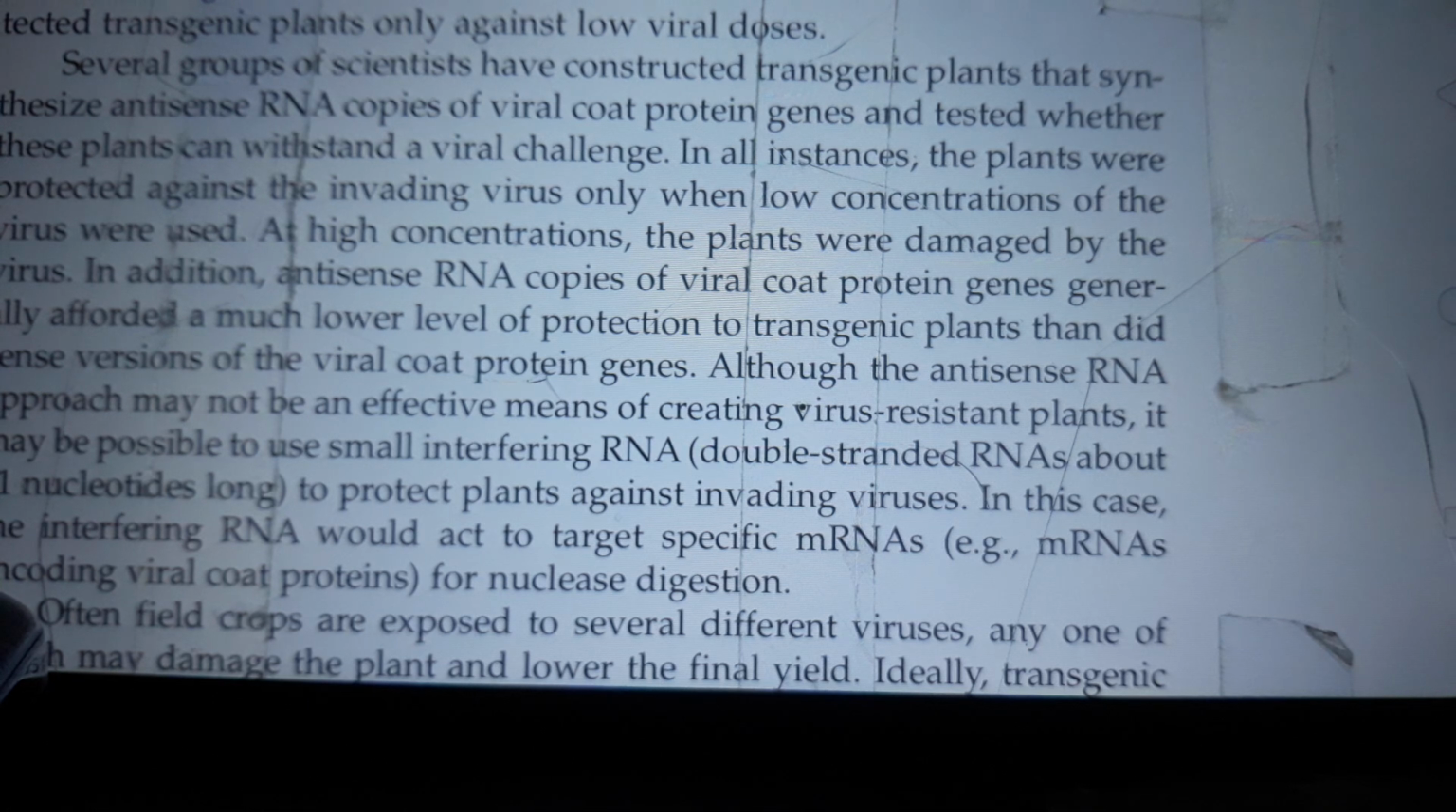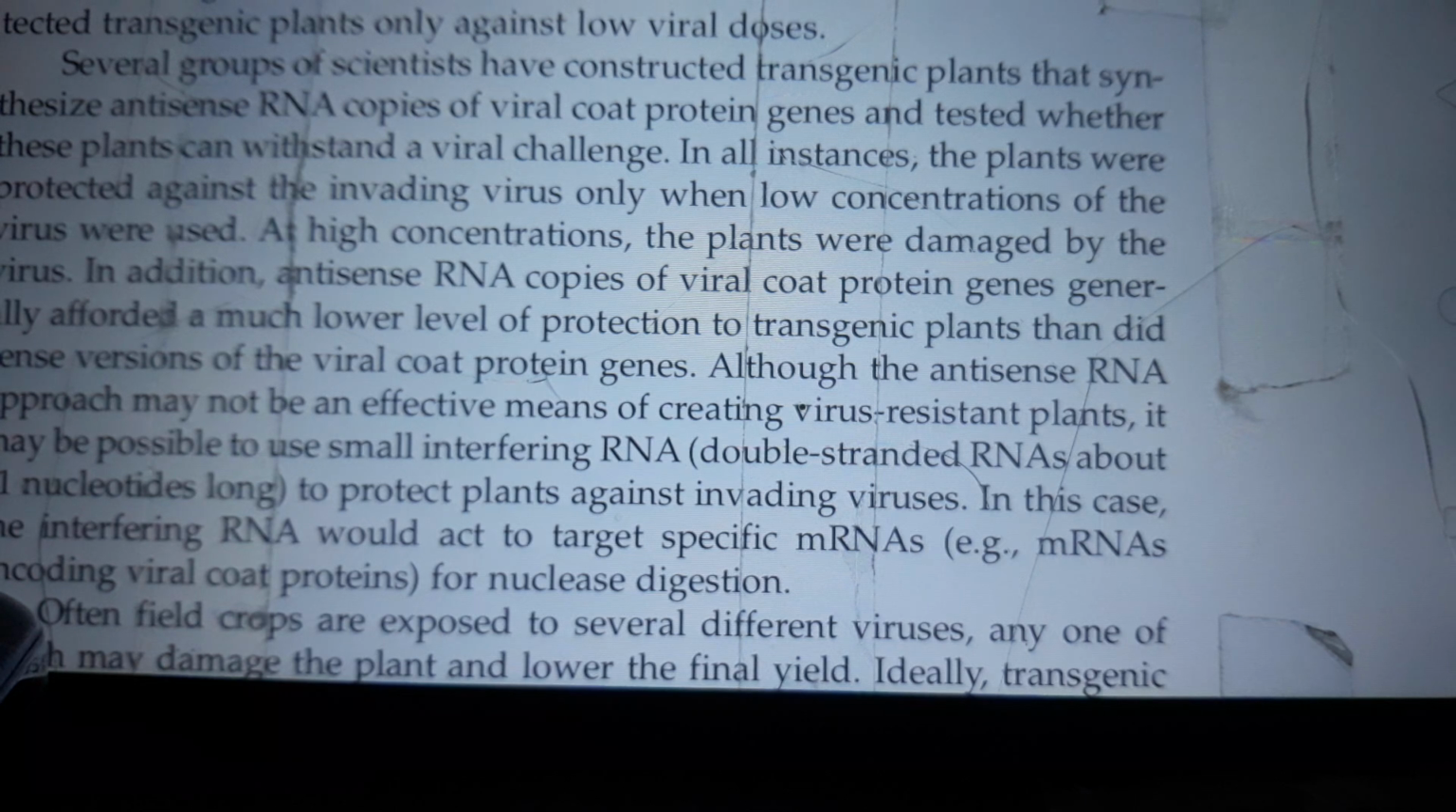Several groups of scientists have constructed transgenic plants that synthesize antisense RNA copies of viral coat protein genes, and tested whether these plants can withstand a viral challenge. In all instances, the plants were protected against the invading virus only when low concentrations of the virus were used. At high concentrations, the plants were damaged by the virus.